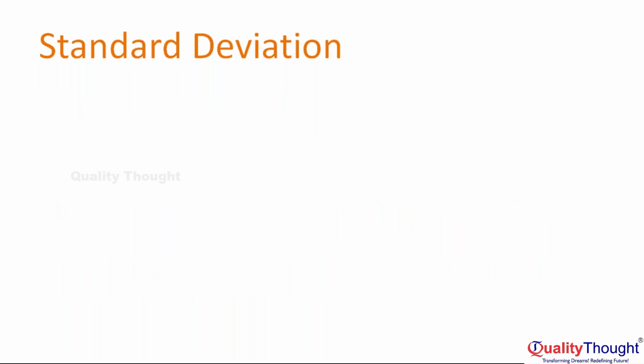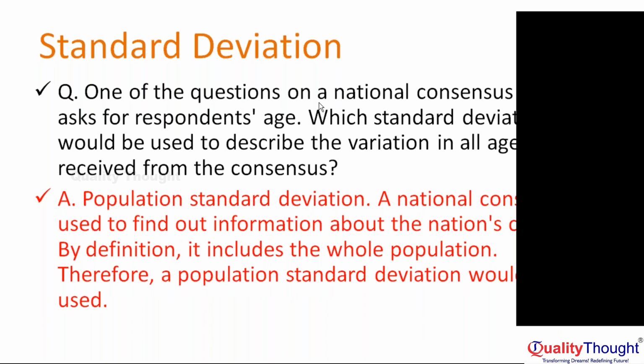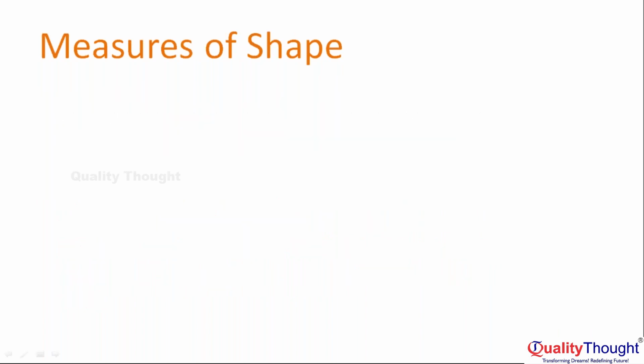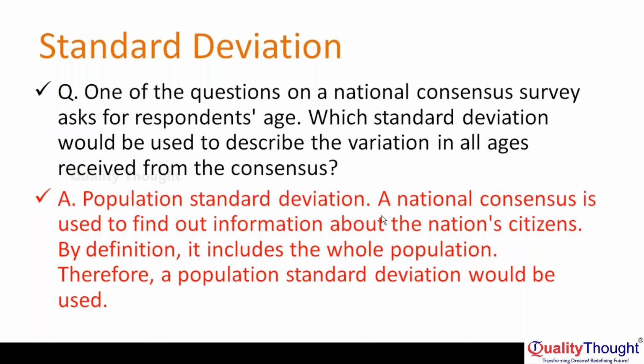Okay, last question. You can see the answer over here itself. One of the questions on a national census survey asked for respondents' age. Which standard deviation would be used to describe the variation in all ages received from the census? Okay, this is population standard deviation.